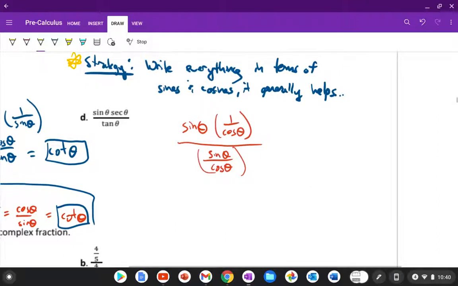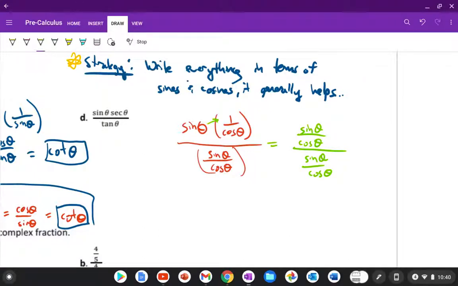So my next step, I'm just going to multiply this top. This just kind of goes up there because it's sine of theta times 1. It's just sine of theta over cosine of theta over sine of theta over cosine of theta. Now you might actually see at this point, this answer is just going to be 1 because we have just the same thing over itself. Anything over itself is always 1.